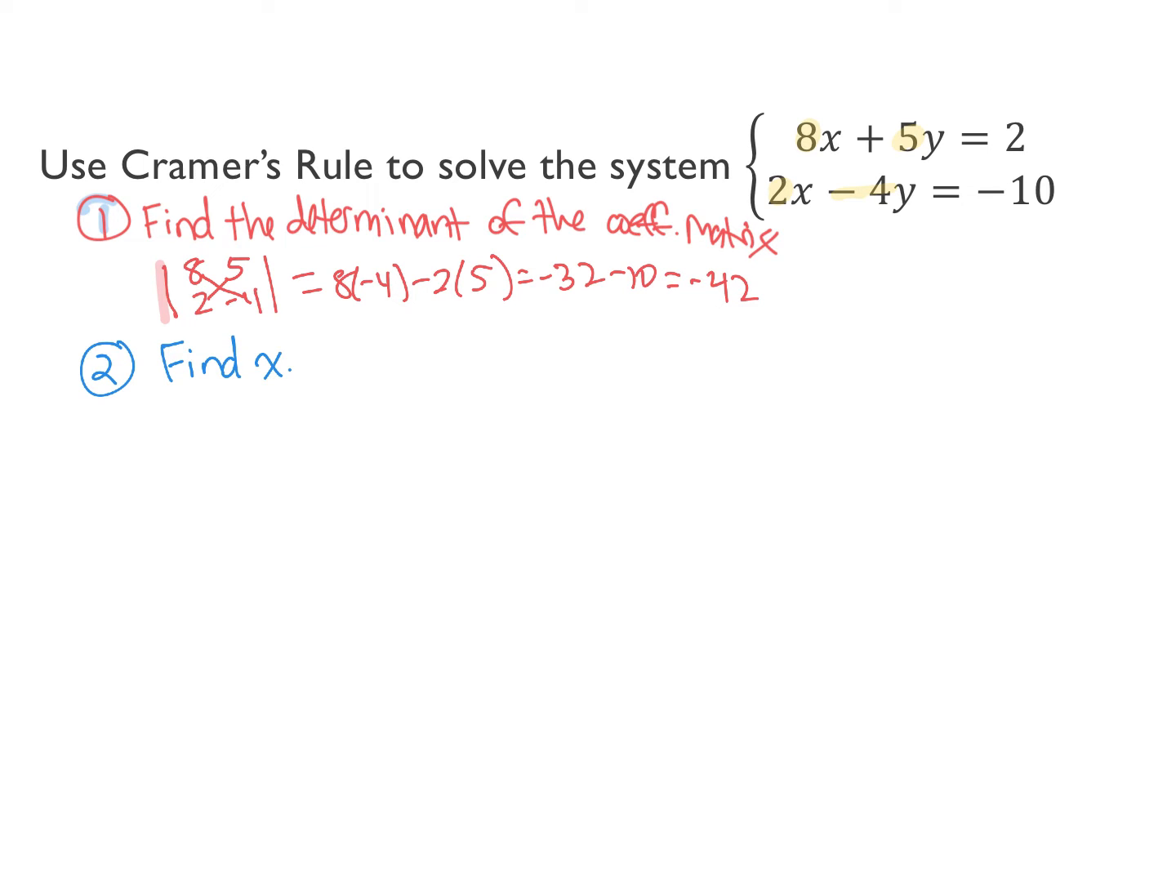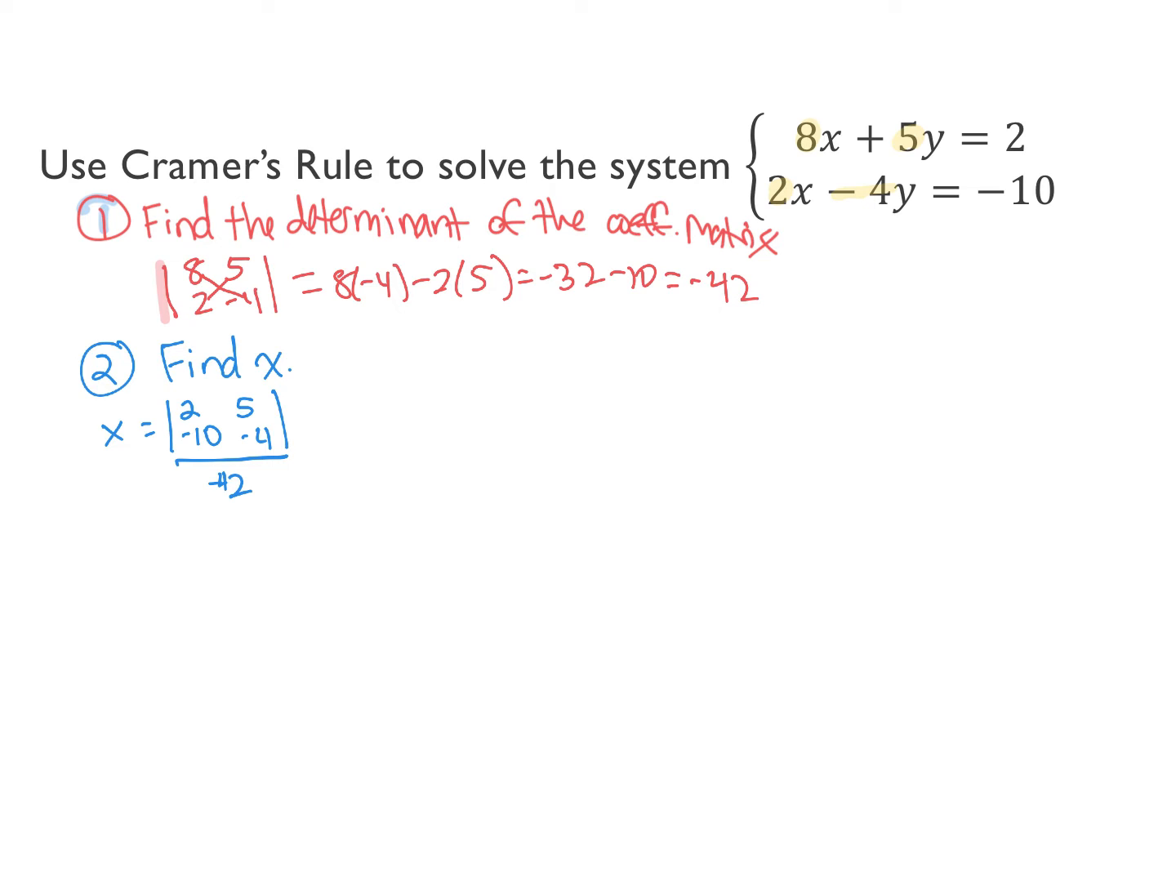That's the first step. Second step is to find x. And remember, to find x, I'm going to take my coefficient matrix, but I'm going to replace the x column with what the system equals. So my new first column is 2, negative 10. And the second column remains the coefficients for y. And we're going to divide by our answer from step 1. So we're going to divide by negative 42.